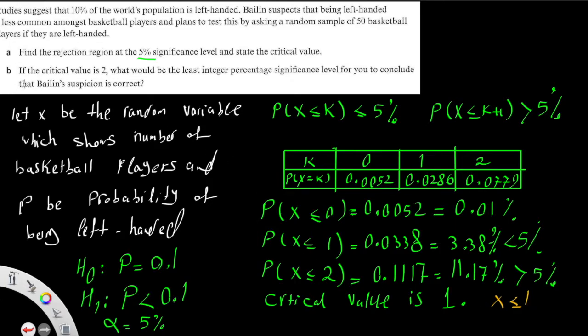Now, second part, if the critical value is 2, so let's calculate probability of, here is B part, here it was A, probability of x less or equal to 2, which was calculated here 11.17%. So it means that x less or equal to 2 should be included in the rejection region, and the least integer percentage will be, so it should be 12%, because before 12% will be included in rejection region, and after you will go to acceptance region. So 12% must be chosen as the significance level.